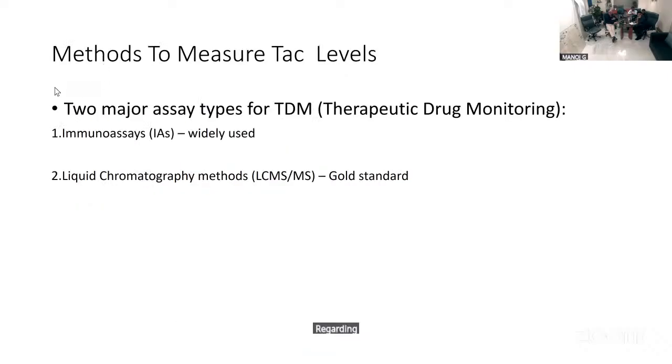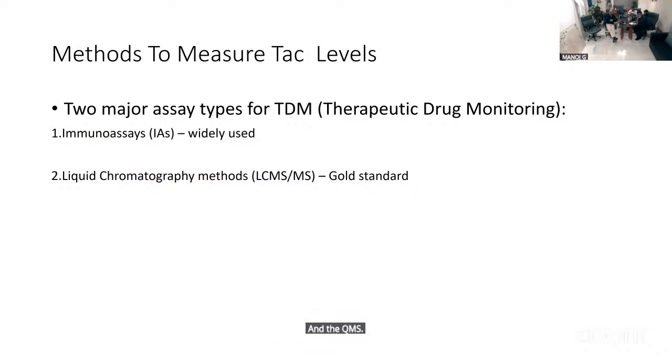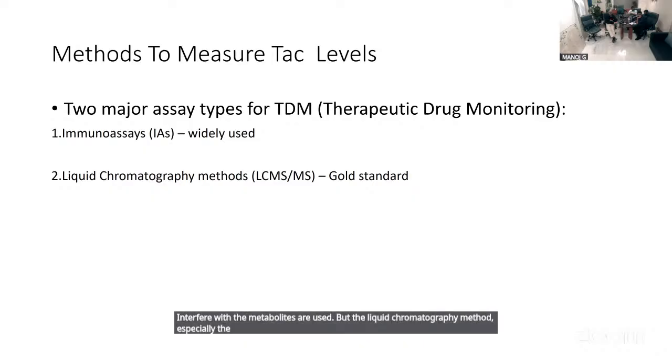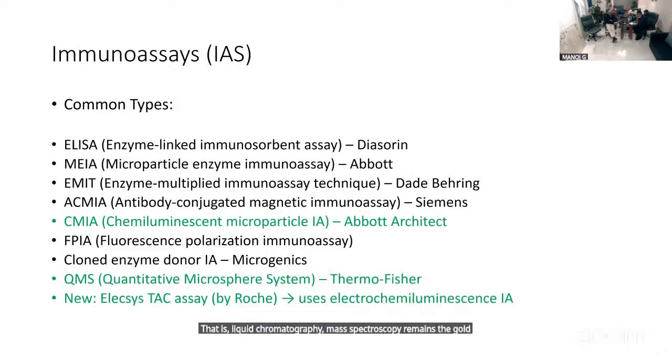Regarding the methods, immunoassays are widely used. Previous immunoassays had cross-reactivity with the metabolites, but the newer ones, that is the CMIA and the QMS methods, which do not interfere with the metabolites, are used. But the liquid chromatography method, especially the LCMS, that is liquid chromatography mass spectroscopy, remains the gold standard.